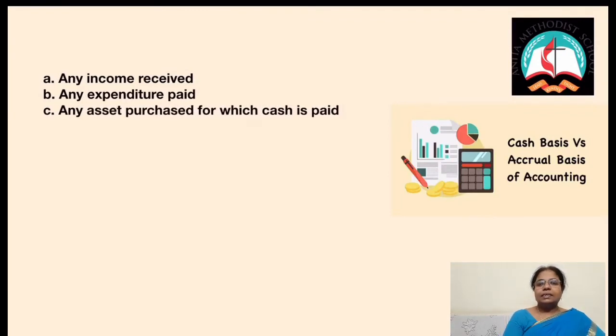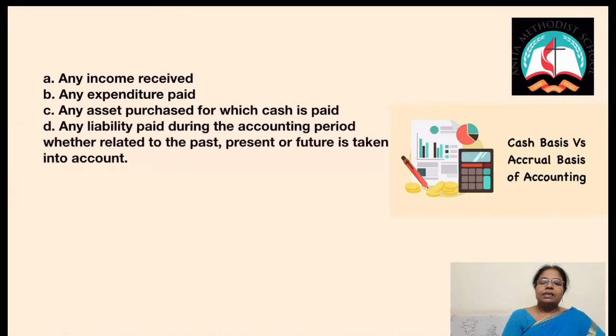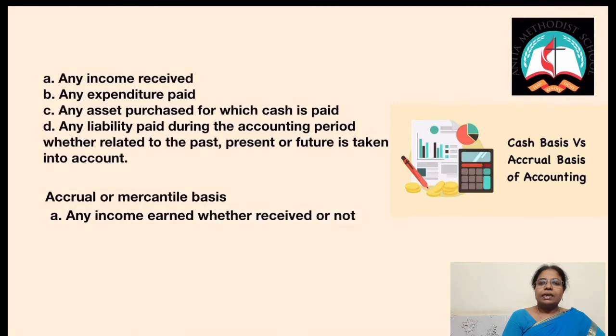Cash basis: any income received and any expenditure paid will be recorded. Any asset purchased for which cash is paid. Any asset purchase means whatever properties are purchased for the business and for which cash is paid. And any liability paid during the accounting year, whether it is related to the past, present or future, is taken into account.